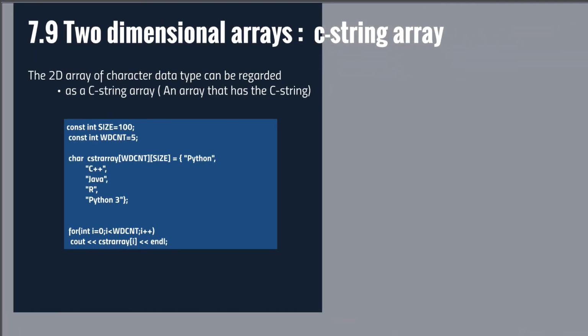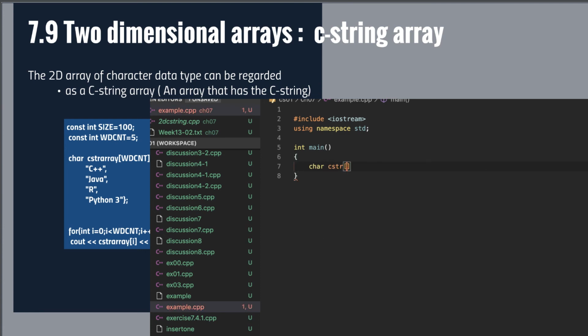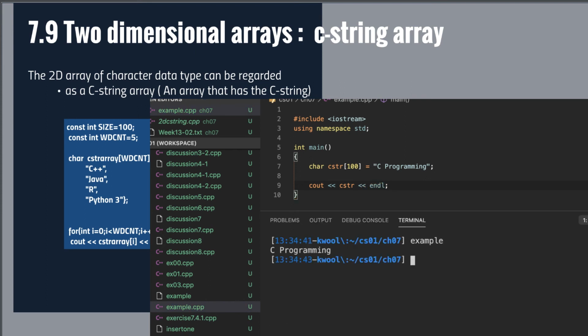The next slide is the two-dimensional array with character strings. I'm going to show some code to remind you of the C-string array. Now let's make a one-dimensional array for a character string. Once we declare a character array and initialize it with some string, we can make the print statement by using just the array name without index. It means that the whole string will be printed.